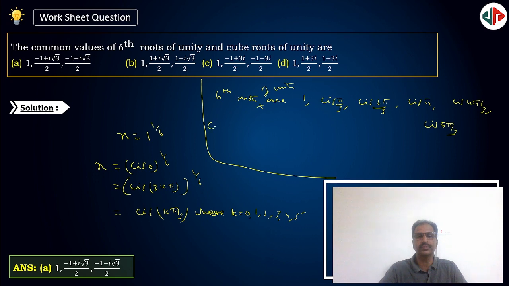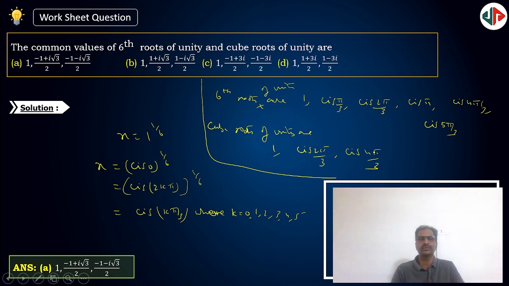What are cube roots of unity? Cube roots of unity are 1, omega which is nothing but cis 2 pi by 3, omega square which is nothing but cis 4 pi by 3. So out of these 6 roots of unity and cube roots of unity, what are the common roots? 1 is one common root, cis 2 pi by 3 is one common root, cis 4 pi by 3 is one common root.